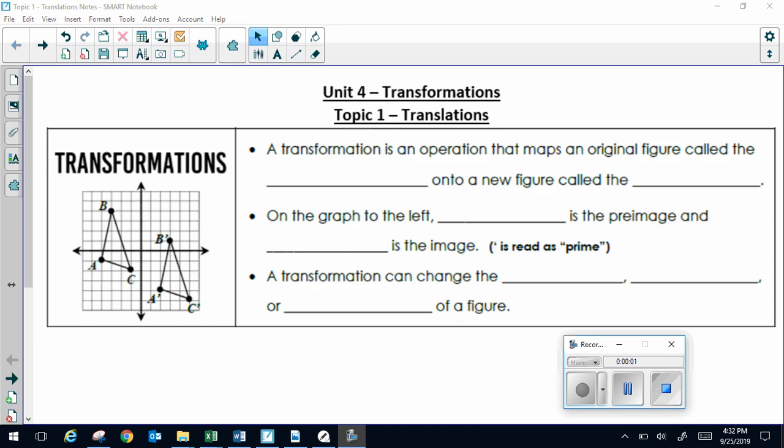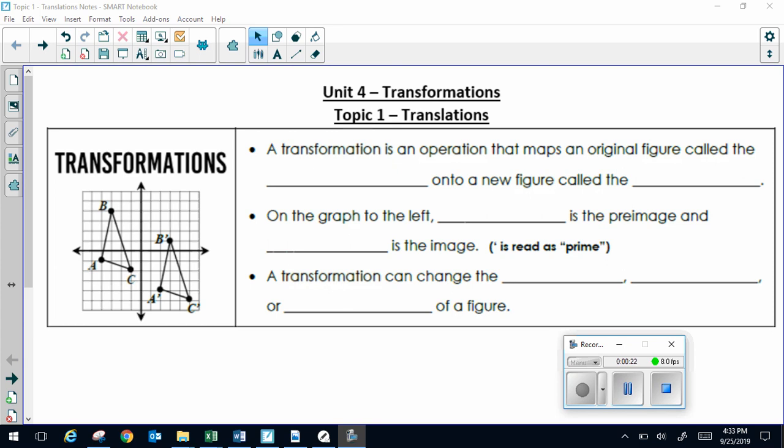So we're going to talk today about transformations, and there are four types of transformations, and today we're going to talk specifically about one, but let's talk about transformation in general. If I ask you to transform something, think about transformers, they change shapes, right? They change to different objects.